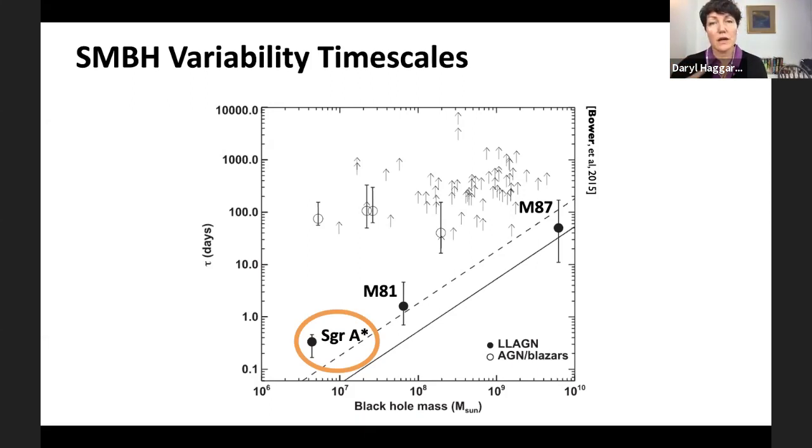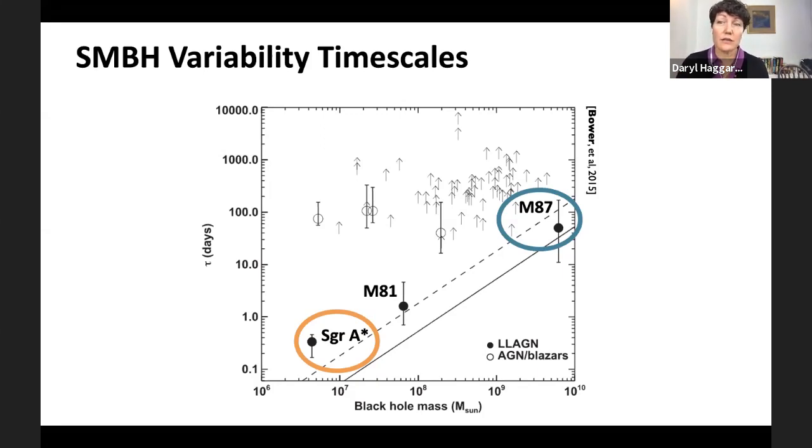So hours, 30 minutes to a few hours are the flares we see in the X-ray, and the timescales are of roughly that sort of size in other wavelengths as well. And also you can see M87, which is at much higher mass and varies over much longer timescales. So this is relevant for the studies that we do at X-ray wavelengths, and also very important when you want to try to understand what kind of cadences you need to look at for monitoring the black holes.